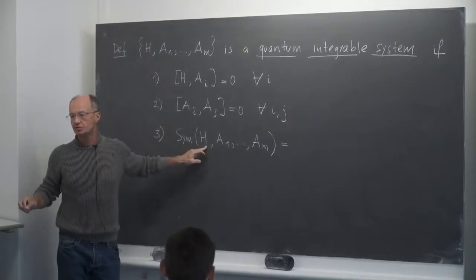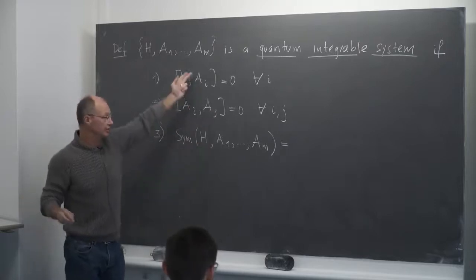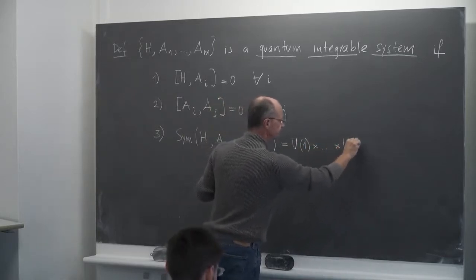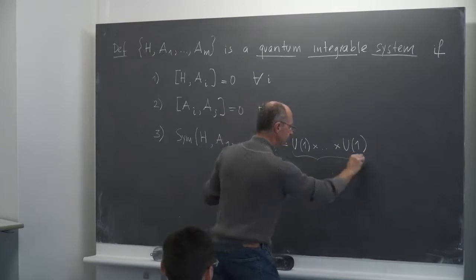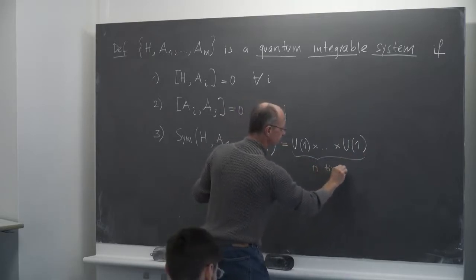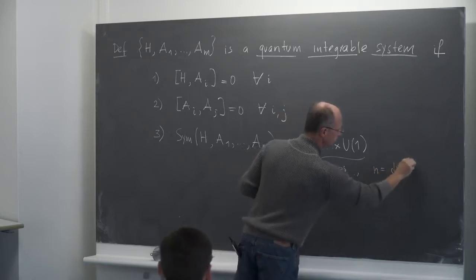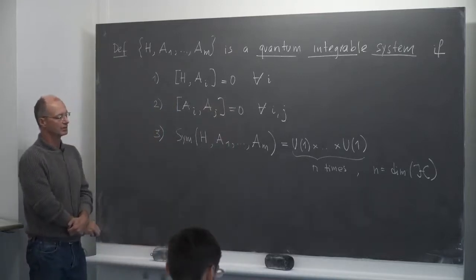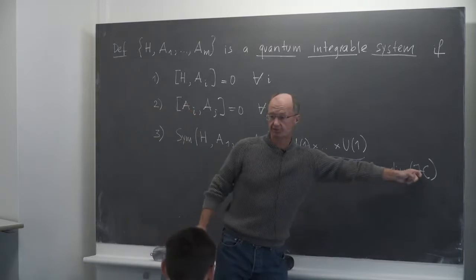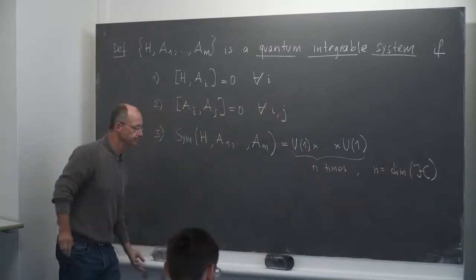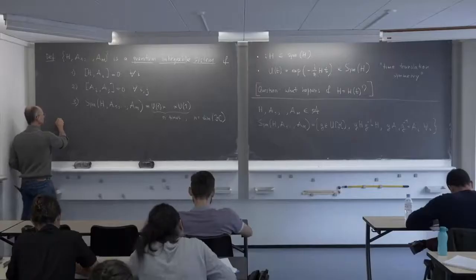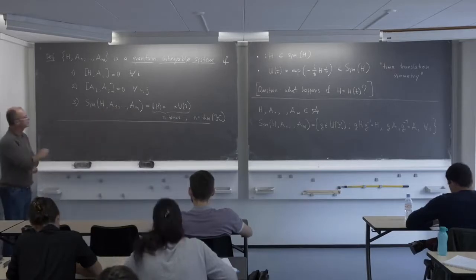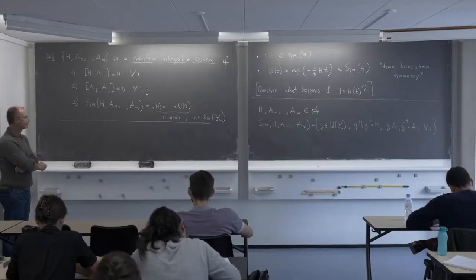What's the minimal possible symmetry group in this situation? So I want it to be the product of U1s, n times, where n is the dimension of H. So let me say this definition in a slightly different manner and then give examples.